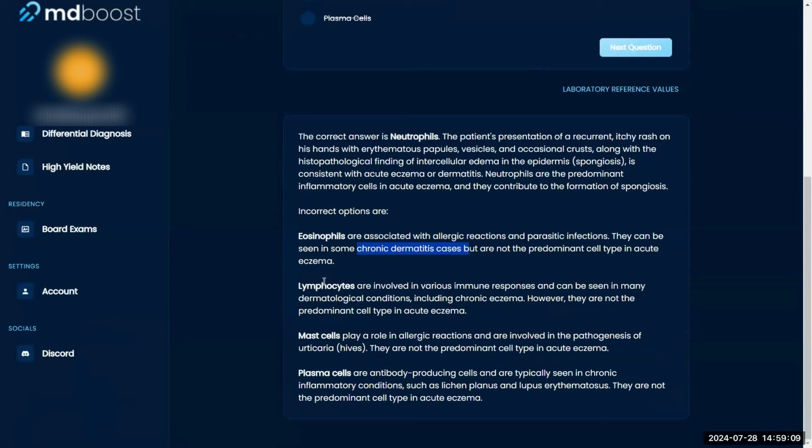Okay. Lymphocytes, right? This is usually chronic eczema, however, not acute eczema. Mast cells play a role in allergic reactions: hives, urticaria. They've asked about that before, the red circles. Plasma cells: lichen planus and lupus erythematosus.